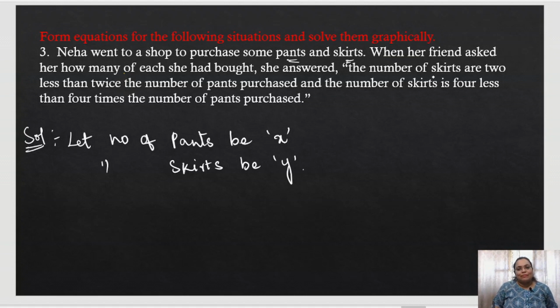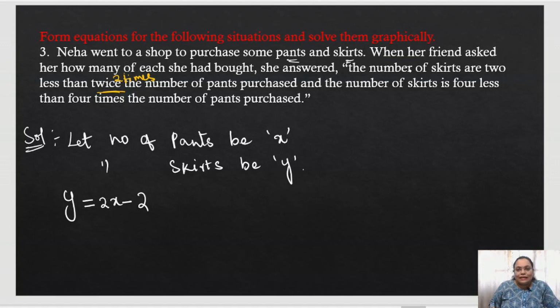So see here, the number of skirts is nothing but y, right? So y is equal to 2 less than, that is minus, twice the number of pants purchased. Twice is nothing but 2 times, so 2 into x.